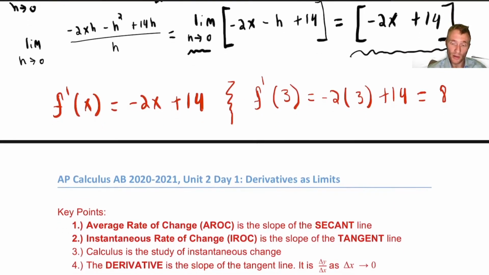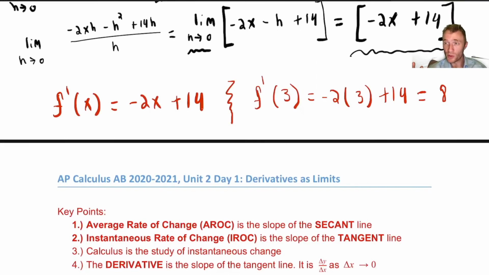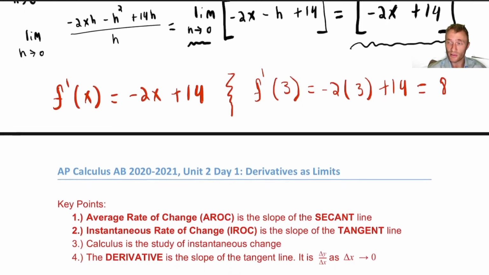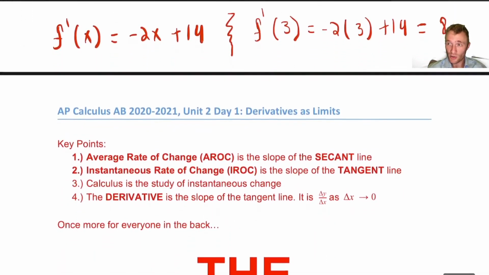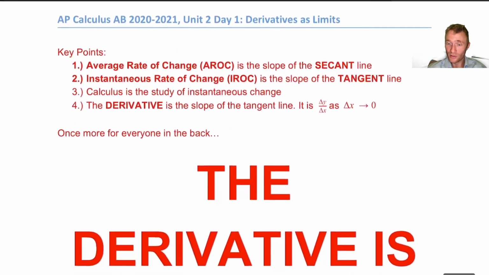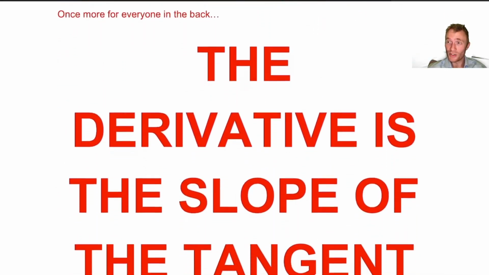Finally, the fourth one, the new most important term for today, the derivative. Literally the entire first semester of a college calculus course is on the derivative. It is the slope of the tangent line. It's the change in y divided by the change in x as the change in x goes to 0. This is the single most important sentence in all of AP calculus, in all of calculus. I'm not joking. The derivative is the slope of the tangent line.